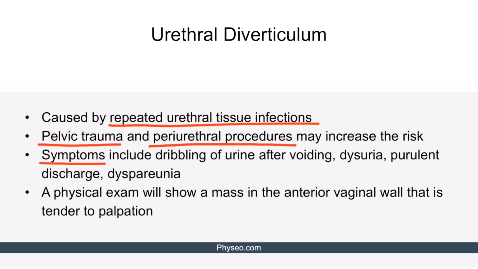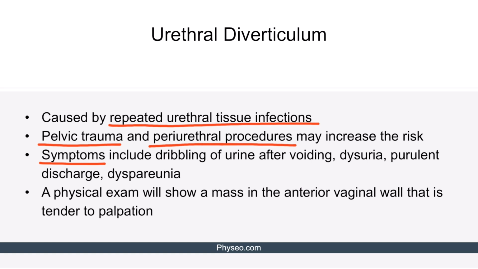Well, symptoms include dribbling of urine after voiding, dysuria, purulent discharge, and dyspareunia. So they're going to have pain when urinating, pain when having sex, and they're going to have that dribbling after they're voiding. And if there's infection, then there would be purulent discharge.